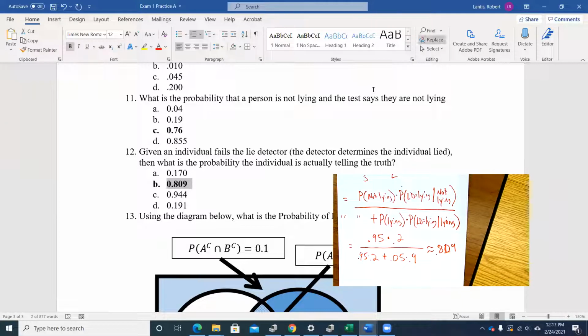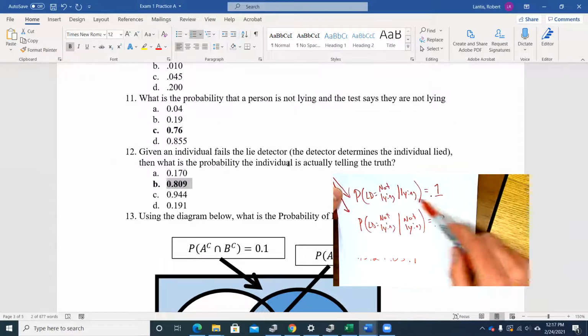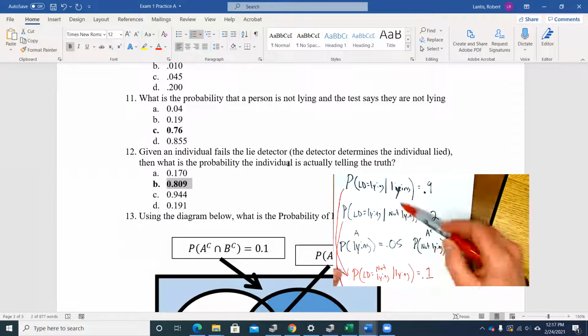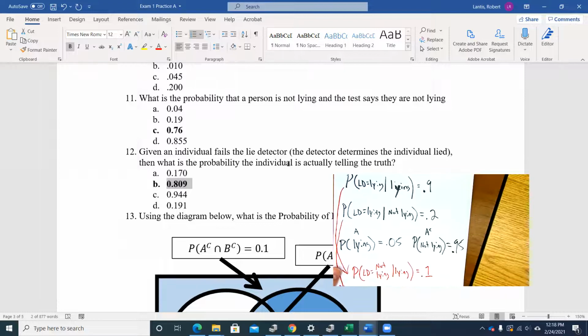This is probably one of the more difficult questions on the exam. And you kind of notice we actually didn't use these probabilities in 12. We actually only used the ones we were given, plus we had to know how to find the probability of not lying there.